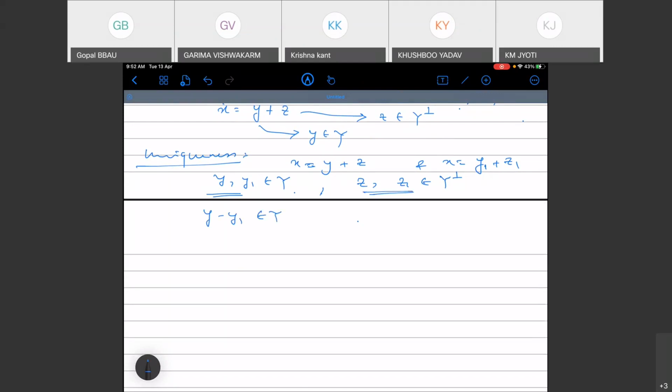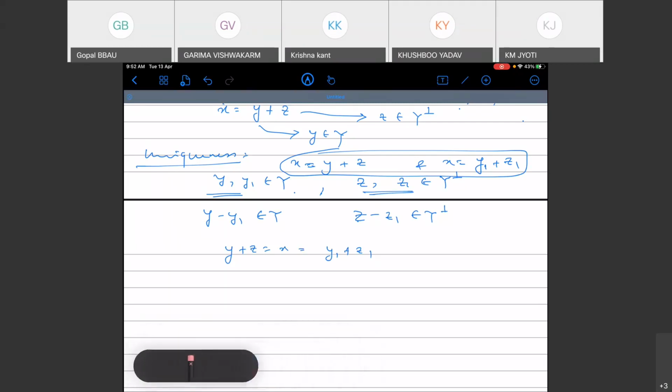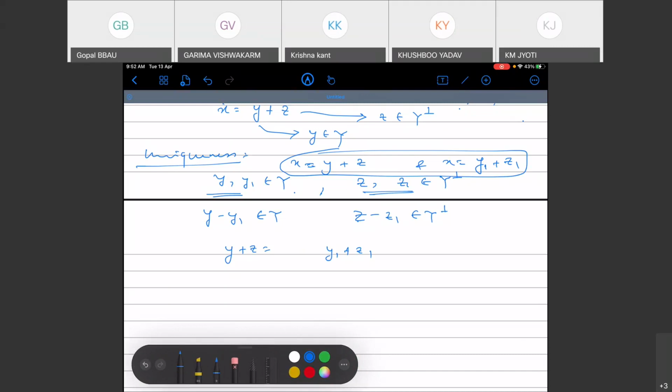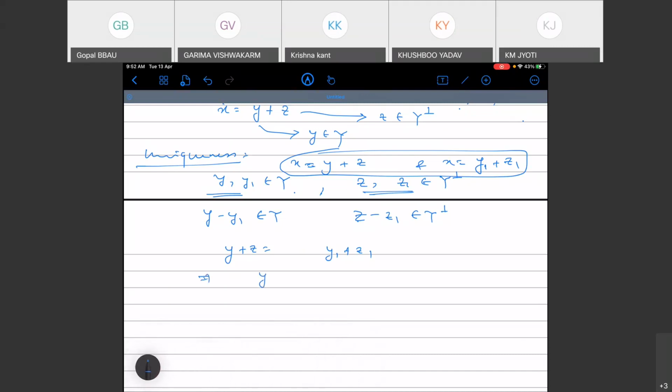Similarly, Y perp is a subspace, so z minus z1 belongs to Y perp. Now use this equality. Here y plus z equals x and x equals y1 plus z1, so y plus z is the same as y1 plus z1. From here, this is nothing but y minus y1 equals z1 minus z. So z and z1 both are vectors in Y perp, therefore z1 minus z is also an element of Y perp. Correct?